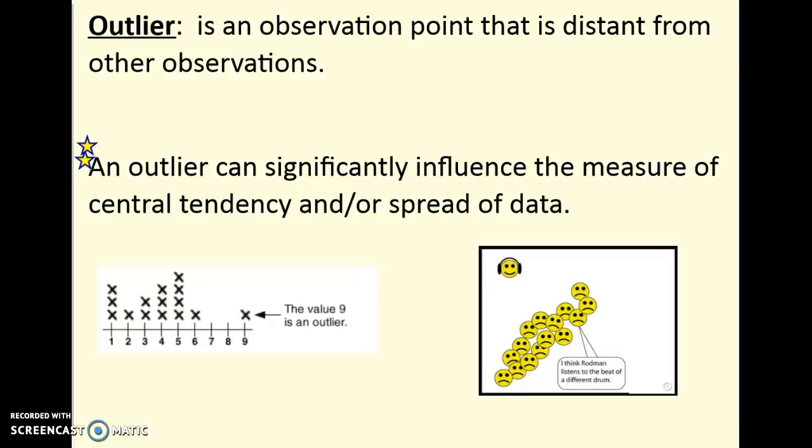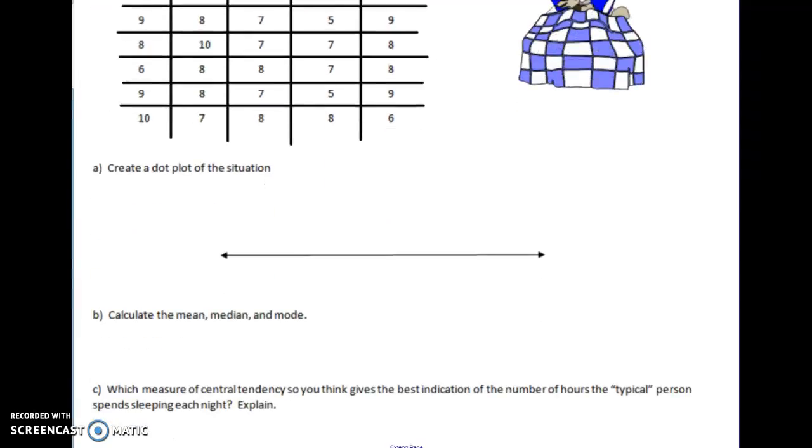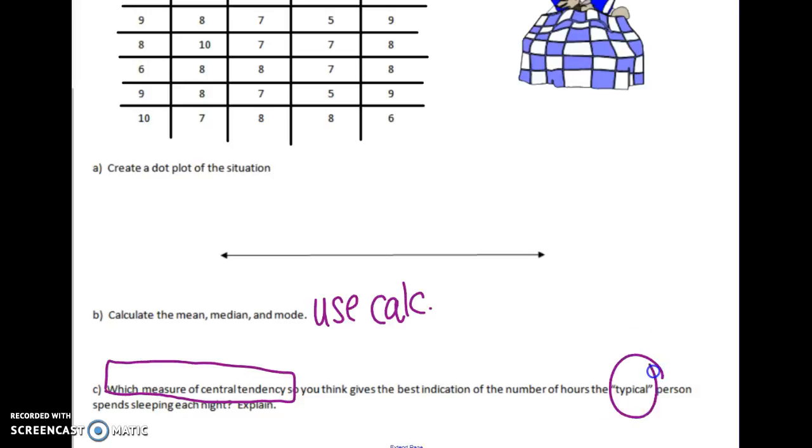Now you're going to work on a couple other dot plots with Miss Irving. For exercise 1, you're going to work on making a dot plot based on the number of hours sleeping at night. You're going to calculate the mean and median and mode. You're going to use your calculator that we talked about yesterday. And then the important question for today's lesson is deciding which measure of central tendency you're going to use that would describe a typical value.